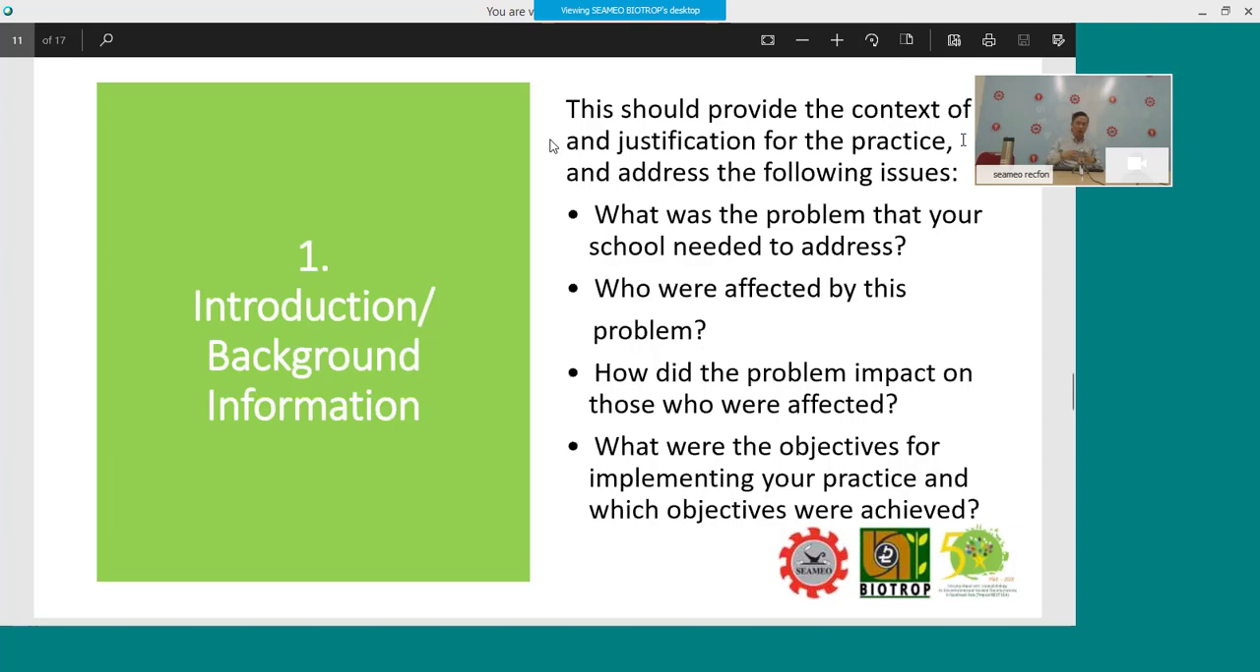And then what were the objectives for implementing your best practice, your urban agriculture? So if you know that, and then you have your urban agriculture practice that will solve all these issues, then that is your background information. Because like I said, school farming can be a social activity. So for those students who are not active and they don't want to socialize, then urban agriculture can be something to solve this problem in the school.